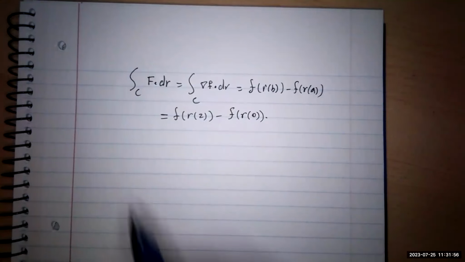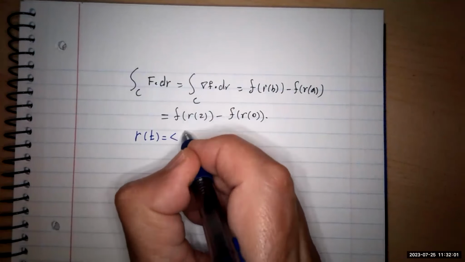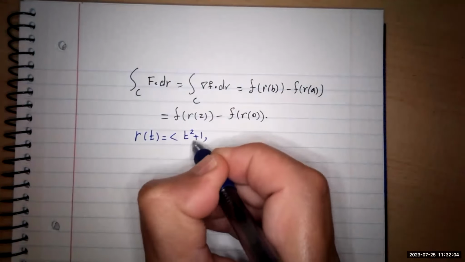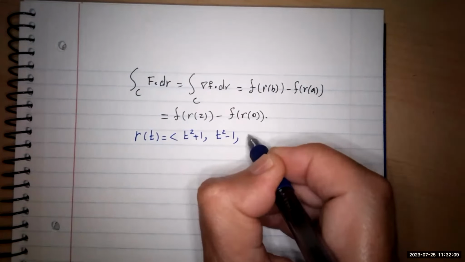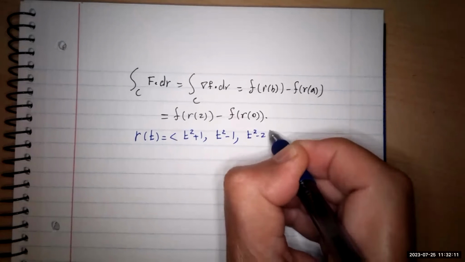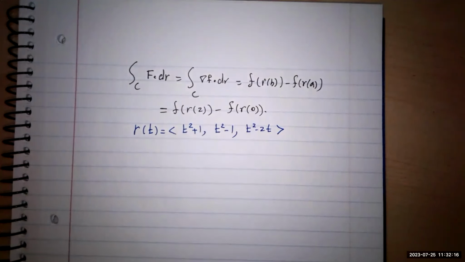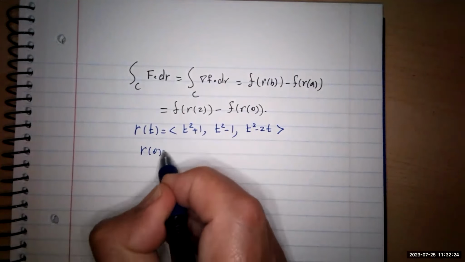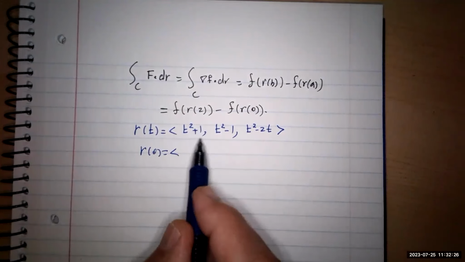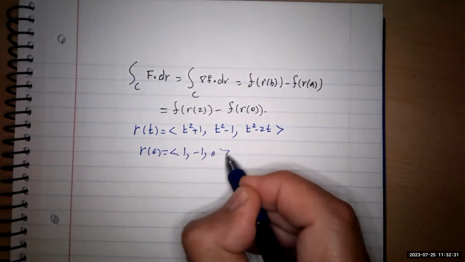Remember, the equation of the curve is this one. R of t has components t squared plus 1 for the x, t squared minus 1 for the y, and t squared minus 2t for the z. That's the equation of R of t. Evaluate at these two points. Okay. So if you put in 0, R of 0 would be simply what? It's 1, negative 1, and 0. That's R of 0.